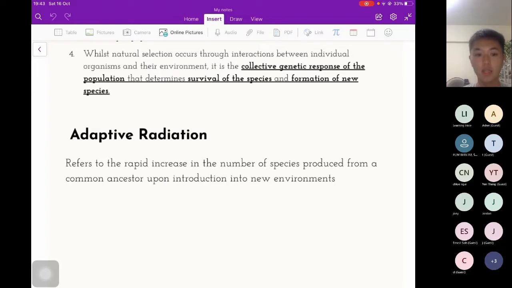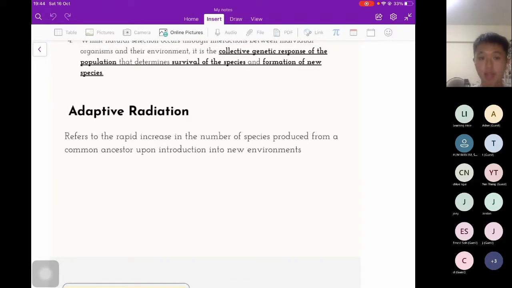An example of adaptive radiation is your Darwin's finches. Okay? So we had the ancestral population of finches, but after they flew all around the Galapagos Islands, we had different species of finches afterwards. That's the most obvious example that we all know, and that is a very good example of adaptive radiation. Okay, it just means that a lot of species form from one.